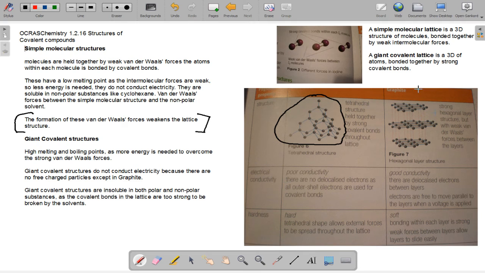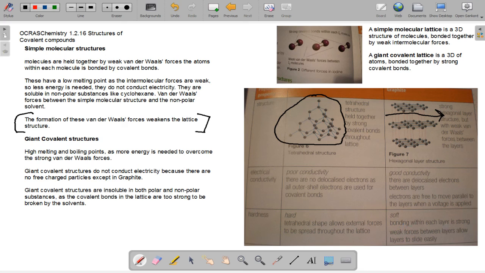For graphite, though, it has a strong hexagonal layer structure, but with weak van der Waals forces between the layers, and it has good electrical conductivity because it has delocalized electrons between the layers, as they're not all used up in making the structure. They're free to move parallel to the layers when a voltage is applied, so it can only move this way. It can't move up or down, only that way.